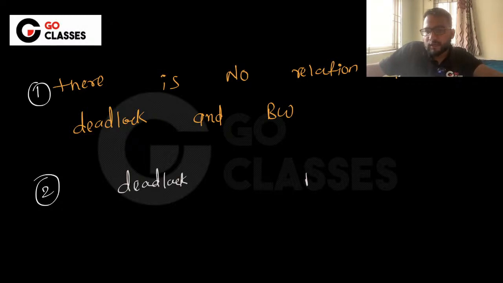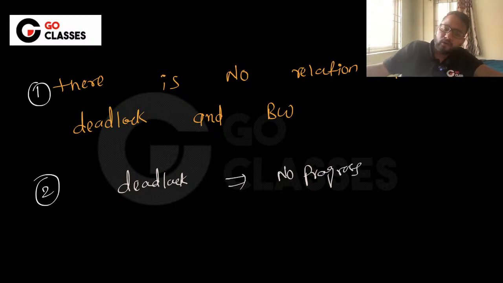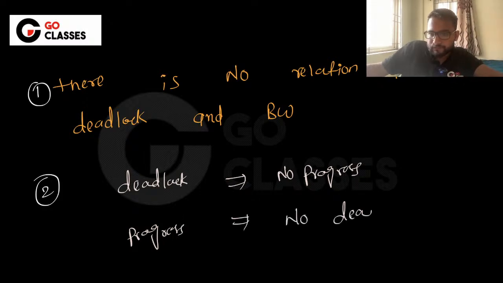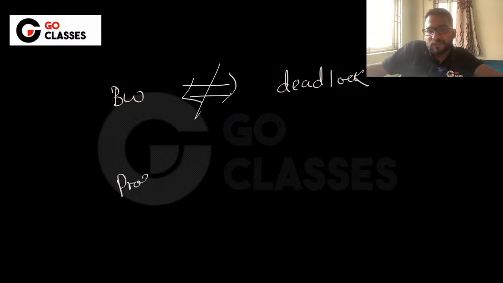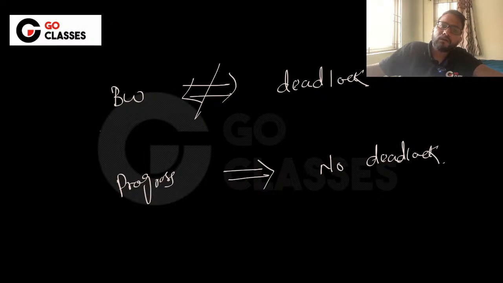progress are very much related. If deadlock, then no progress, or maybe in fact you can think in the contrapositive way, which means if progress, then deadlock cannot be there, no deadlock, right? So in short, bounded waiting and deadlock are not related, but progress is very much related to the bounded waiting, no, to the deadlock, sorry. Okay, so I hope everyone understood these 2 points.